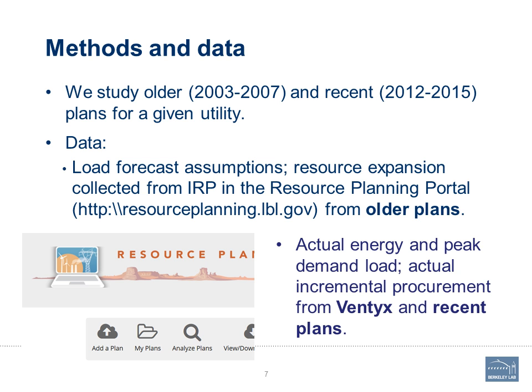For the actual data, we use the Ventyx Velocity Suite tool, that essentially holds information from EIA Form 861 and 923 and some other equivalent forms that hold information on the actual energy consumption for different retail classes and peak demand load. We also calculated incremental procurement by downloading the most recent list of plants at the unit level, and then parsing out the plants that had been deployed and that had been retired within the period of analysis.